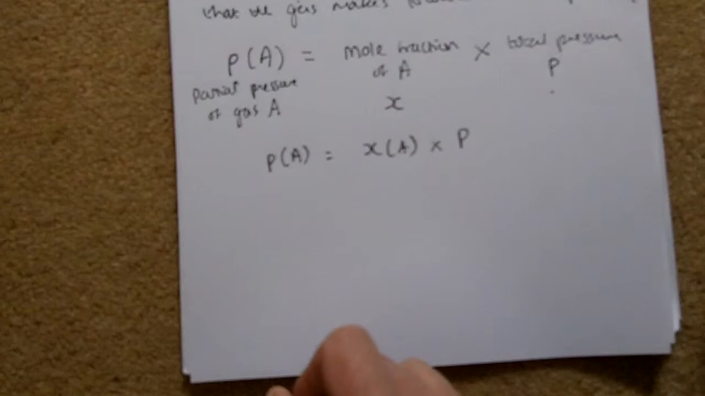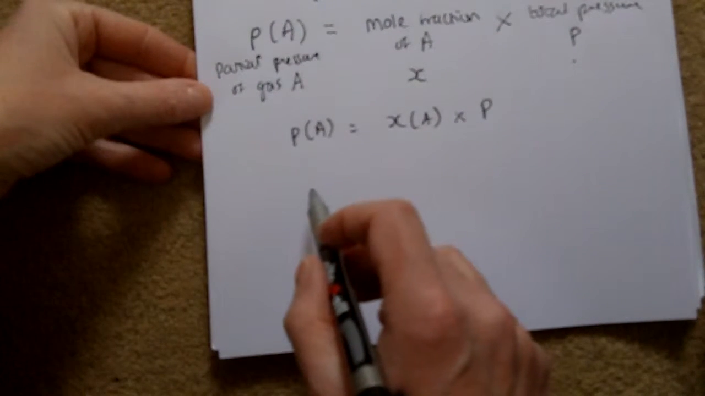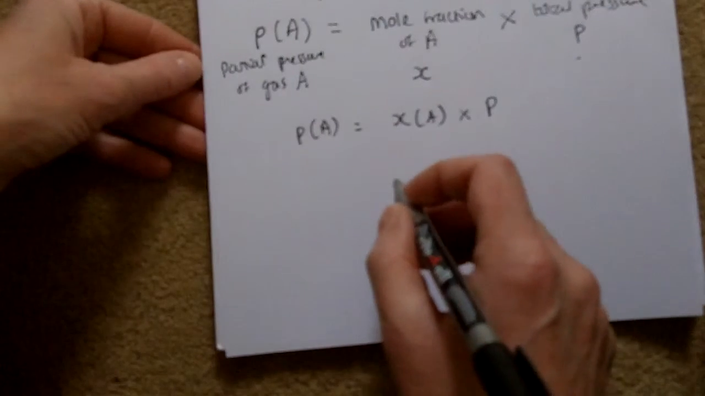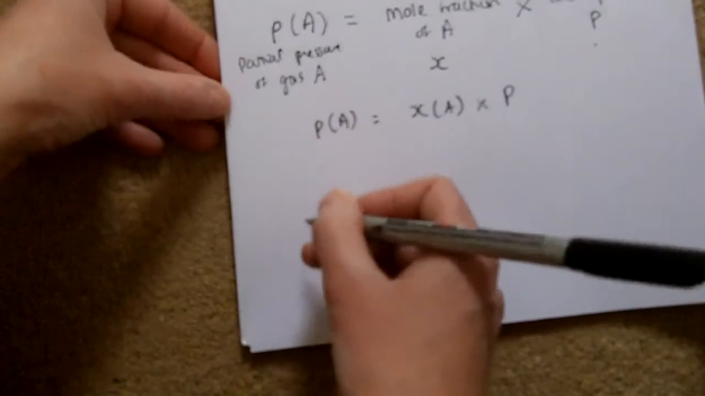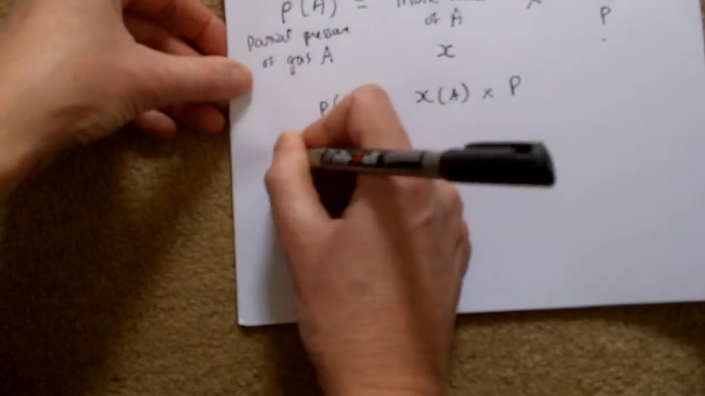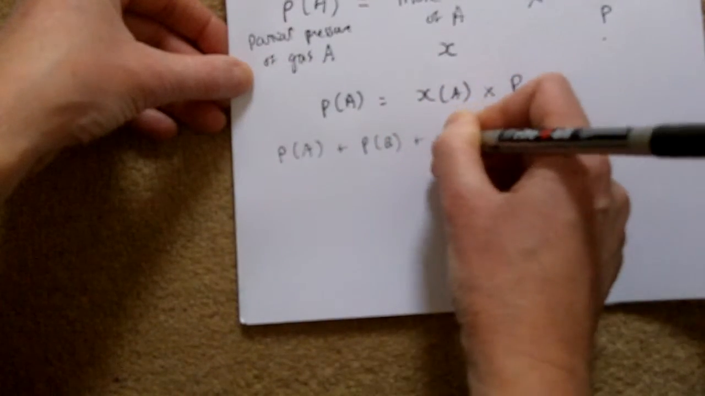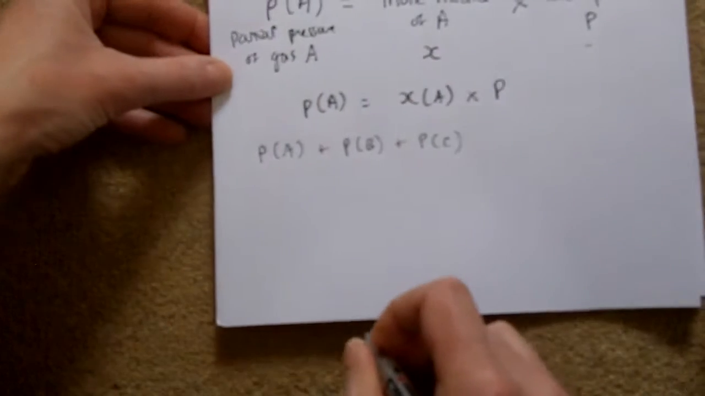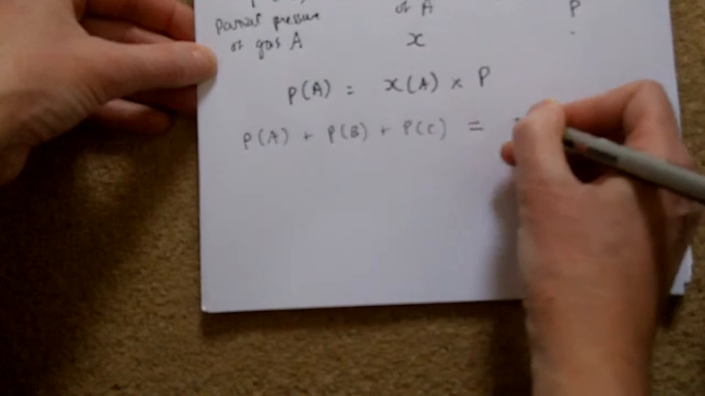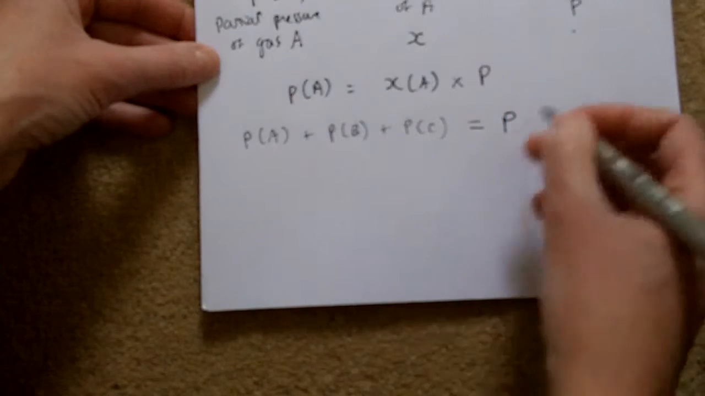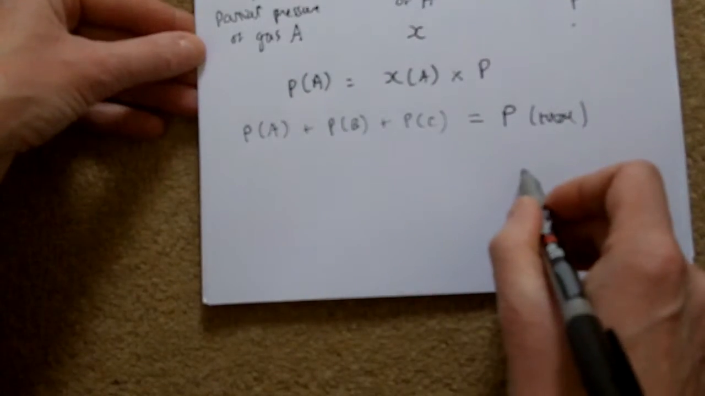Let's break down what this actually means. First, the partial pressures need to add up to the total pressure. For example, if you have three gases, gas A and gas B and gas C, in the equilibrium mixture, the sum of the partial pressures has to equal the total pressure.